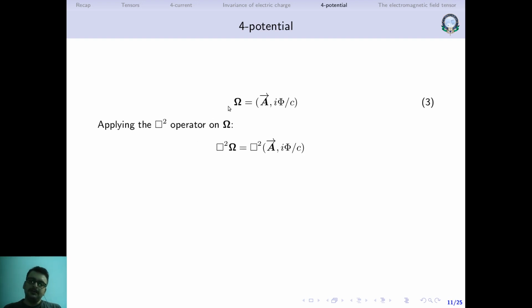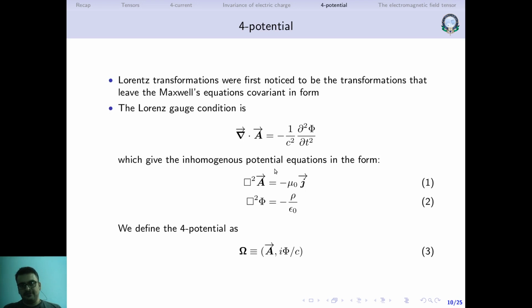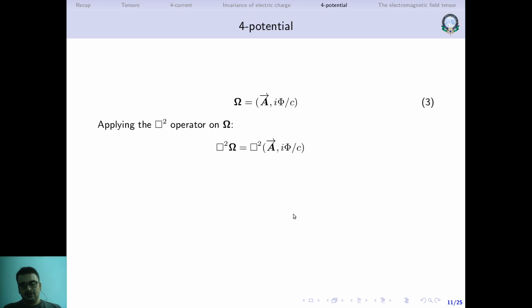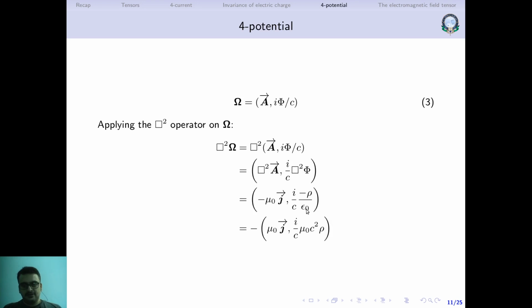Now we apply the D'Alembert operator on the 4 potential. So D'Alembert of omega will be equal to D'Alembert applied on A comma i phi by c. We take this D'Alembert operator inside, so it applies separately to A and separately to phi, and we already know what will happen. When it operates on A, it will give us minus mu naught j. When it operates on phi, it will give us minus rho by epsilon naught, because we are in the Lorentz gauge condition. So we write this as minus mu naught j, and i by c times minus rho by epsilon naught.